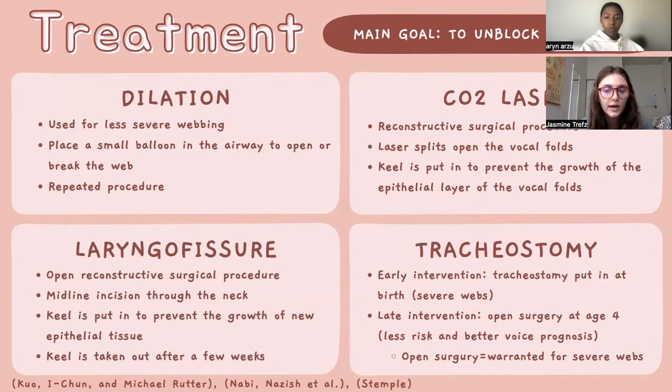For more severe webs, where their airway is the primary concern, early intervention is necessary. So that means that if the infant's airway is severely obstructed, a tracheostomy will be required at birth so the infant can breathe properly. So these children will then be reassessed when they're older, and treatment will depend on the thickness and the type of the webbing. Now, an open approach is usually warranted for thick glottal webs. So keeping the trach in after reassessment might be the most appropriate form of treatment.